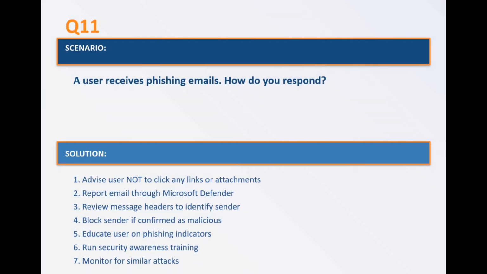Scenario 11. A user receives phishing emails. How do you respond? Advise the user not to click on any links. Report the email through Microsoft Defender. Review message headers, block the senders if necessary, and educate the user about phishing awareness.